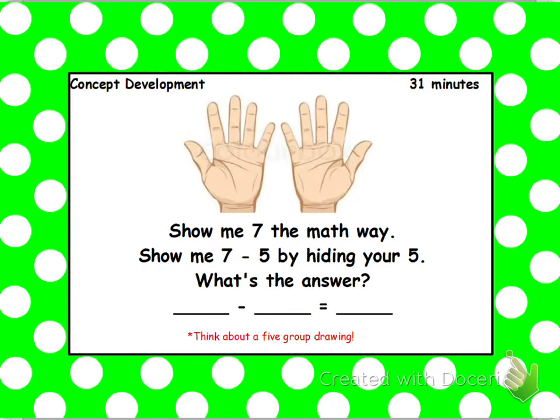And that would be the 1 left. So now, looking at this, I want you to show me 7 using your fingers the math way. So that means you should have 5 fingers on one hand up and 2 fingers on your other hand up. Alright, so I have 7. I want you to take 5 away. Take 5 away. How many is left?